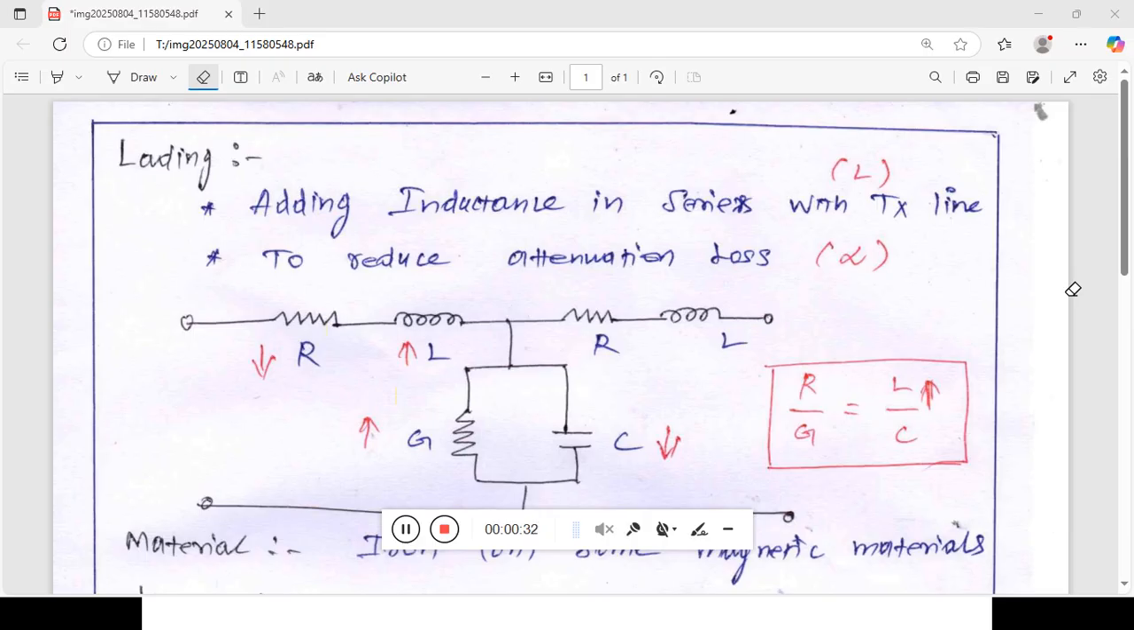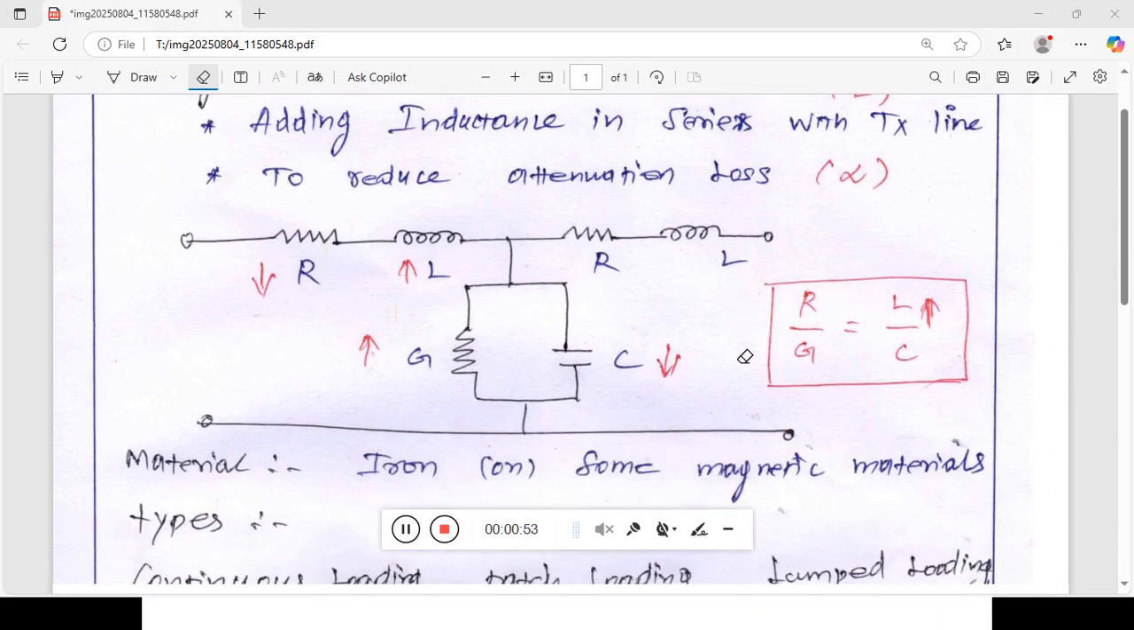So, what is the purpose of increasing the inductance value? That is to reduce the attenuation loss. The main enemy of the transmission line is always attenuation loss. You need to take care of it very well. If you decrease the attenuation well, you can get better communication from the transmitting end to the receiving end. That means there is no loss from the end side.